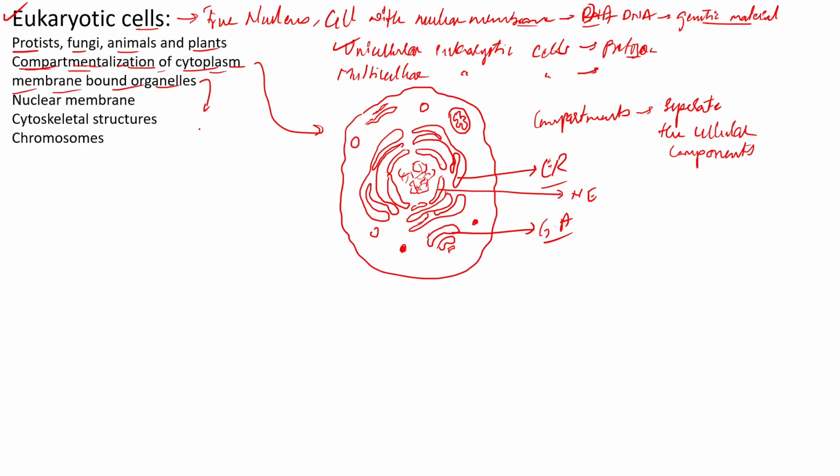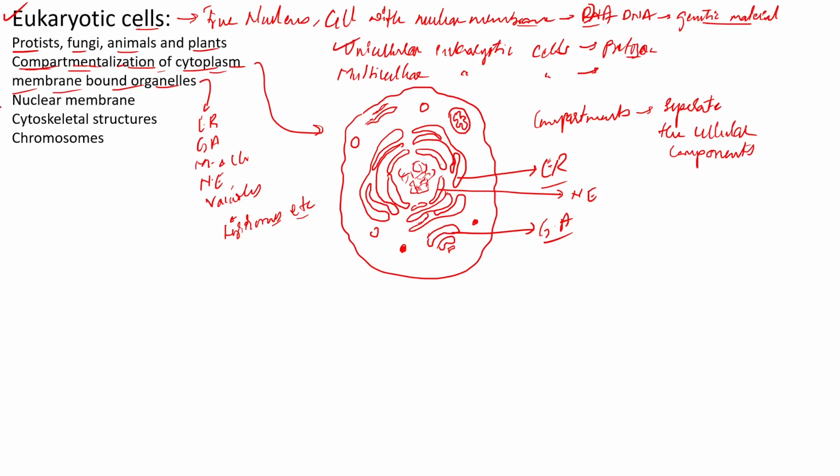For example, we have the endoplasmic reticulum, the Golgi apparatus or Golgi complex, mitochondria, chloroplast, and one more example is the nuclear envelope. And we have vacuoles, and lysosomes, etc. Multiple membrane-bound organelles are mainly found here.